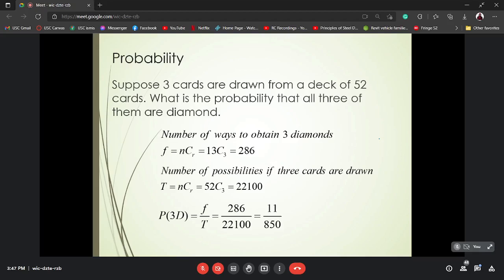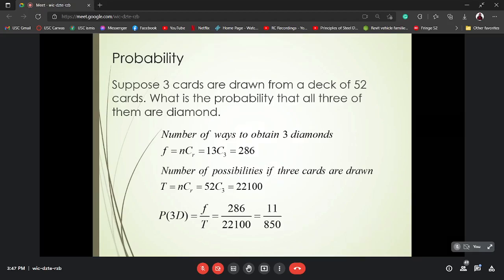Suppose 3 cards are drawn from a deck of 52 cards. So one playing card deck has 52 cards all in all. 13 in a suit, no? So there are 4 kinds, by the way. We have heart, diamond, club, and spade, no? And for each kind, there are 13 cards from ace up to king. So we have ace, then 2, 3, 4, 5, 6, 7, 8, 9, 10. Then there are 3 face cards, the jack, the queen, and the king.